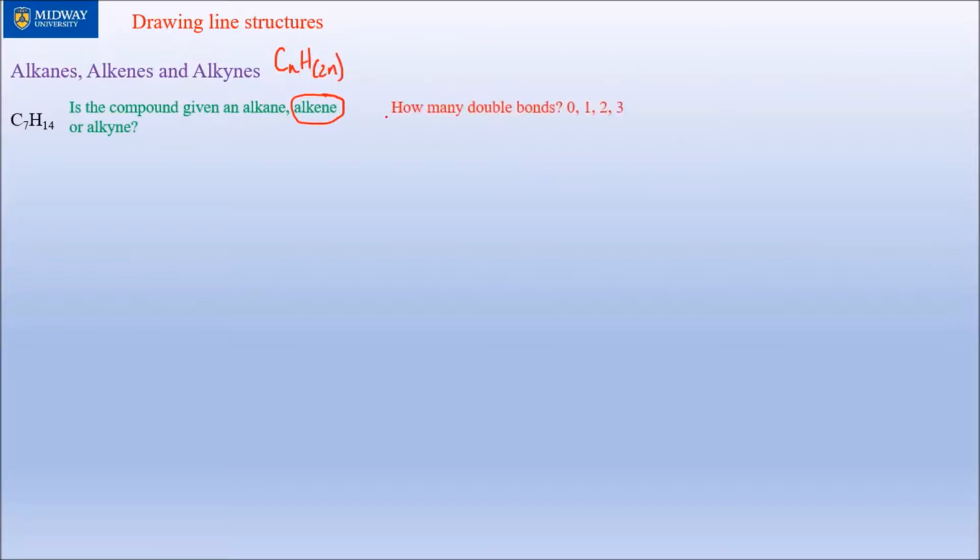Does this compound contain 0, 1, 2, or 3 double bonds? Alkenes are just this, so it only contains one double bond. Keep in mind, one is always default, right? All compounds contain a single bond. All right, with that said, let's go ahead and draw the generic one, which is the basic straight chain version.